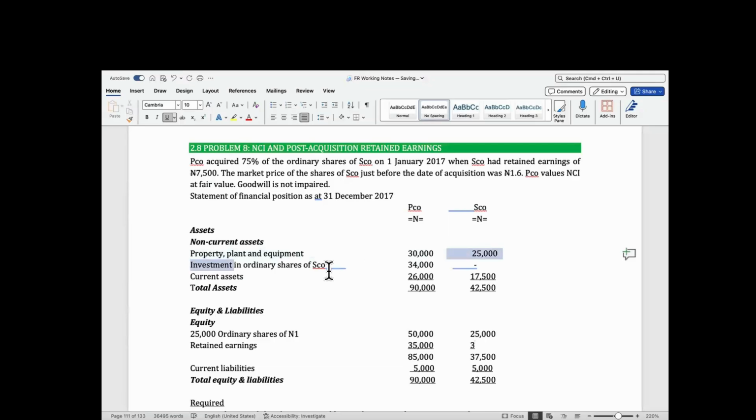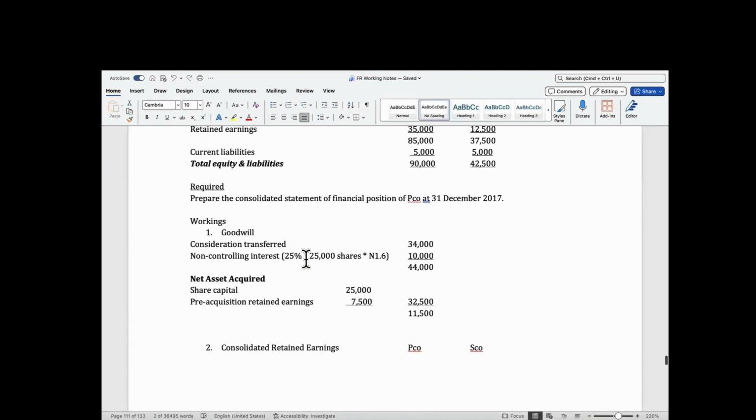So all we are canceling out here is just these investments against this equity. Just that this one. I can't cancel out the whole of this 12.5. I can only cancel out just 7.5. So I need to show some workings for the cancellation.